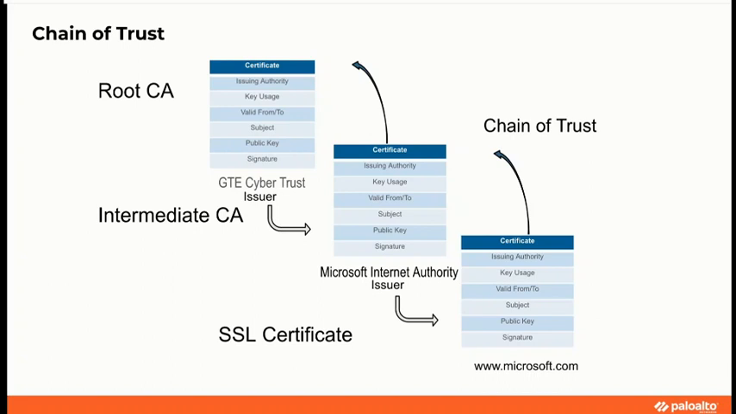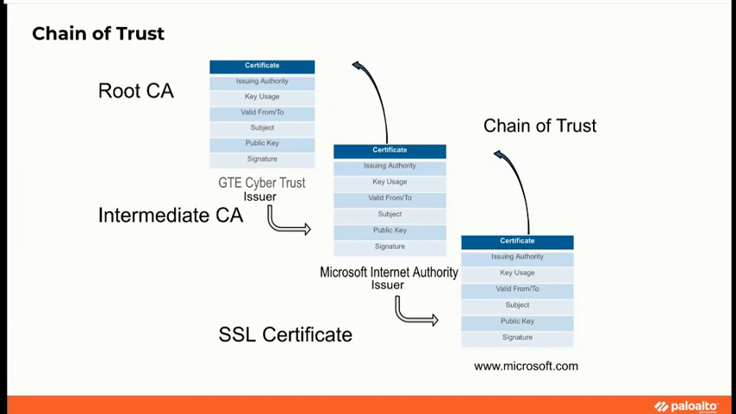For example, if we are accessing the SSL server on the Microsoft site, Microsoft.com, the Microsoft SSL server will present us with a certificate that authenticates its identity. That certificate has been issued by an authority called Microsoft Internet Authority. Our browser looks up the certificate for that intermediary authority and uses it to validate the signature on the SSL server certificate.